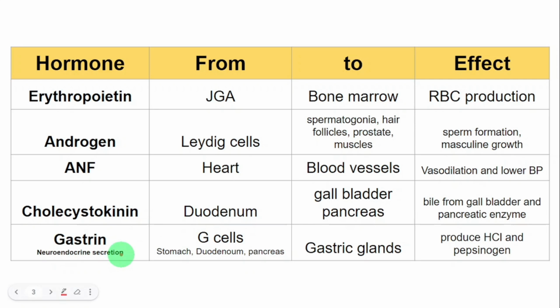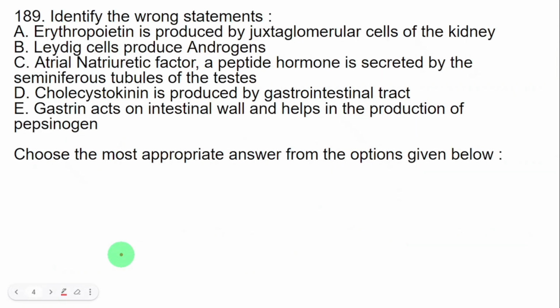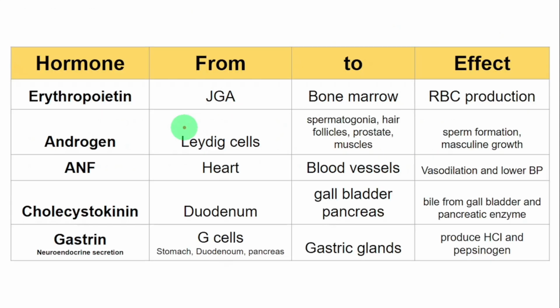Then next one is gastrin. The statement says gastrin acts on intestinal wall. This is incorrect, and it helps in the production of pepsinogen. Gastrin helps in the production of pepsinogen, but the walls are the gastric walls, and specifically the gastric glands in the gastric wall. They will produce HCl and pepsinogen. An important point to note here is that HCl is produced by different cells. They are called parietal cells.